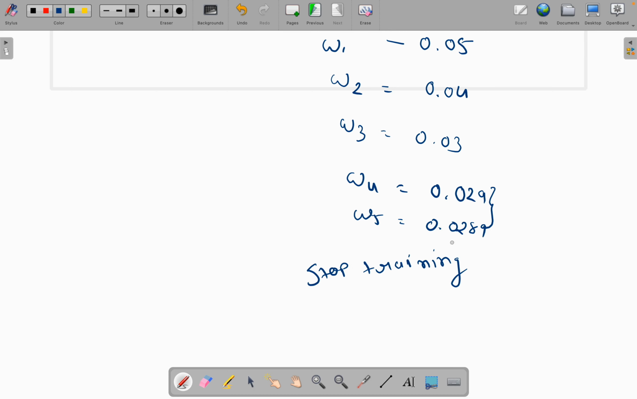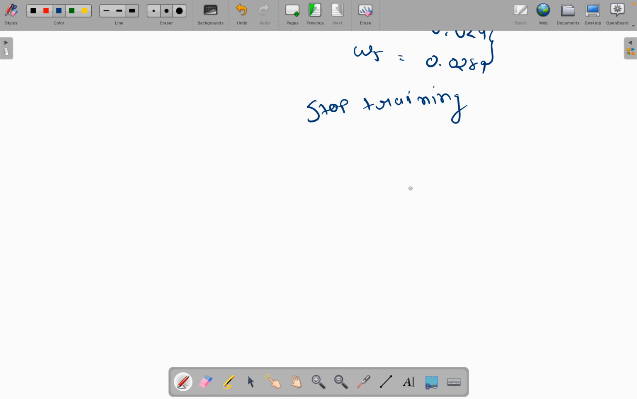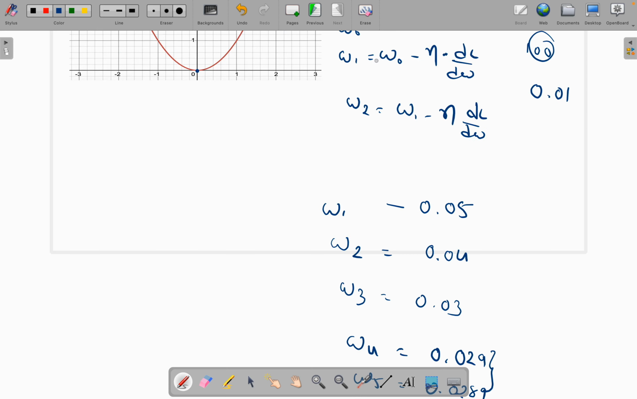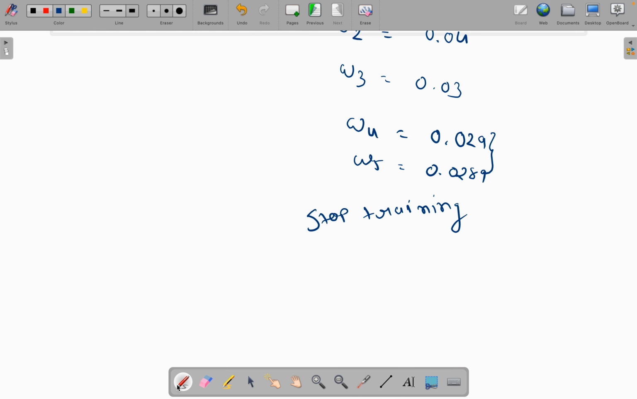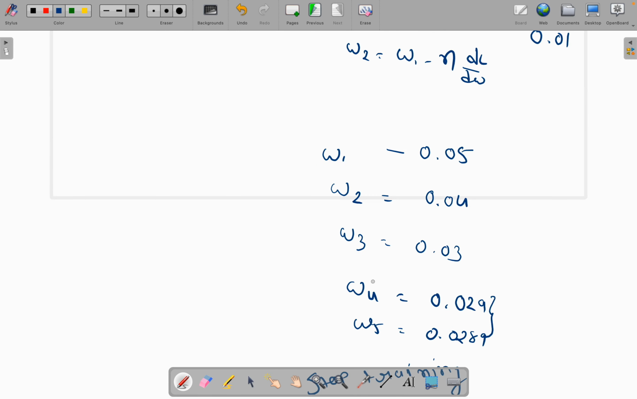Right. So this is all about gradient descent and how it works. dL by dW will be the differentiation of our loss function, and we will calculate the value by putting in our x and y, and then accordingly we will update our weight. Okay, so this is all about gradient descent.